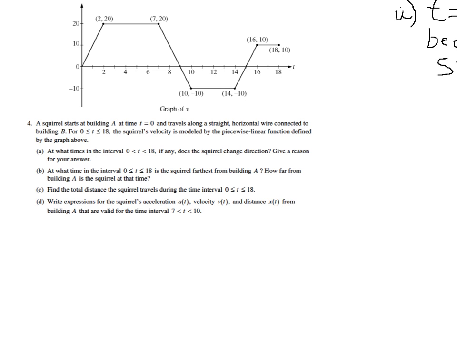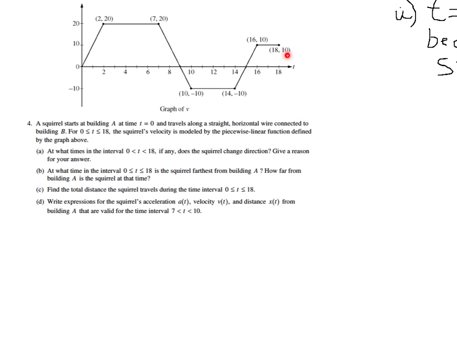B, at what time in the interval between 0 and 18 is the squirrel farthest from building A, and how far from building A is the squirrel at that time? Well, using our answer from the last question, we know that he's getting farther and farther away from the building for the first 9 seconds, and then because velocity becomes negative, he's going back towards the building for the next 6 seconds, from 9 to 15.